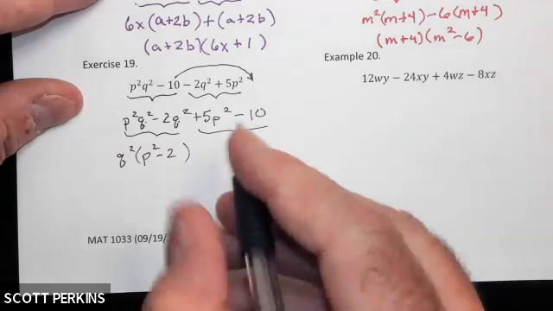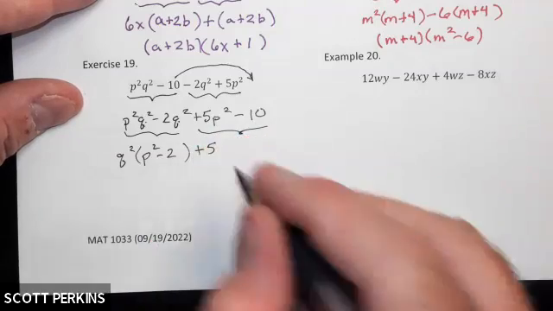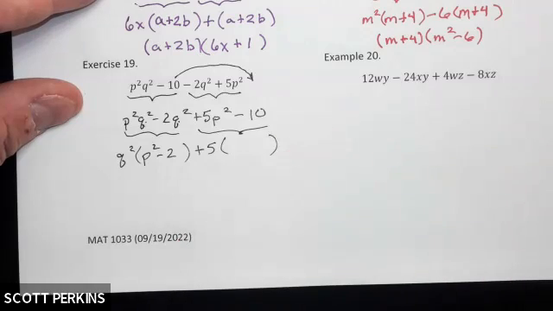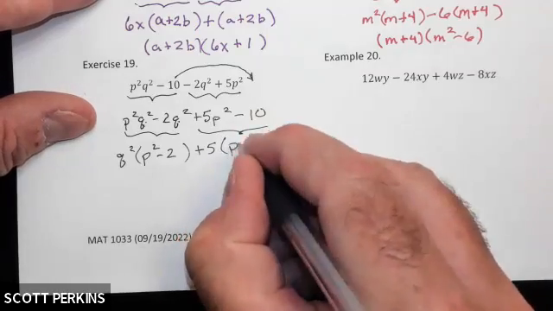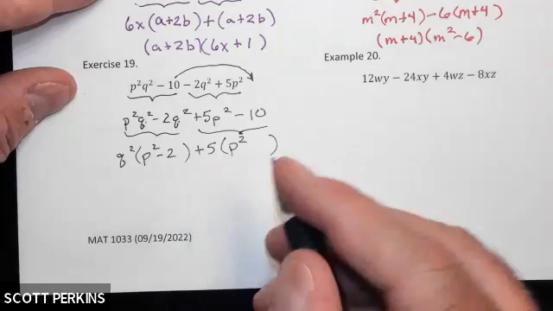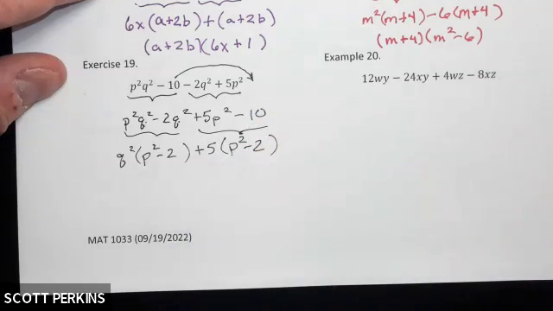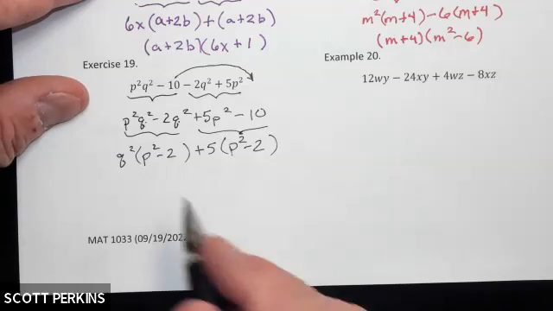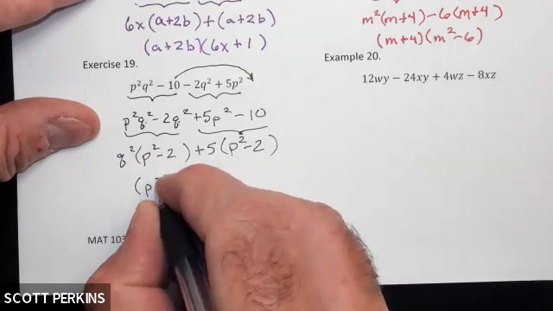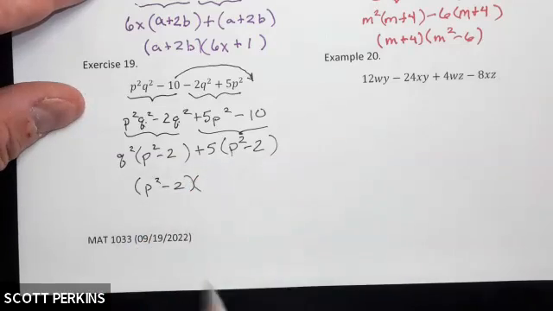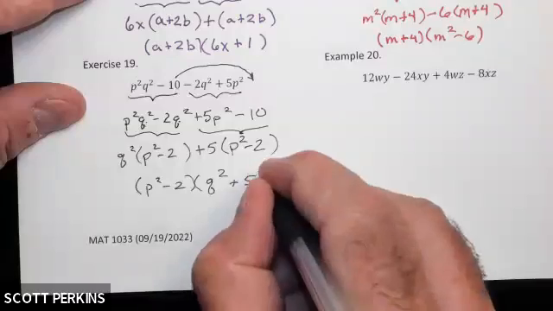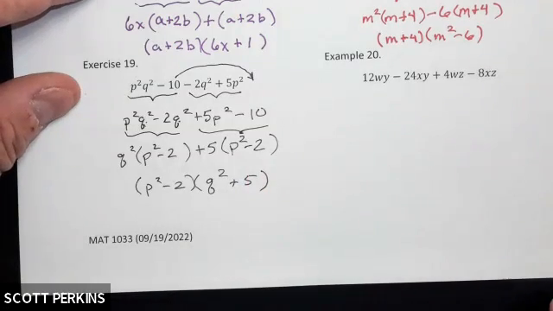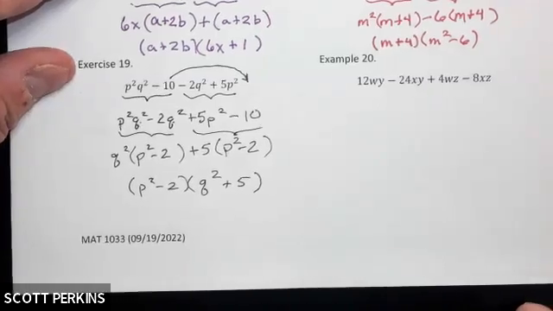The second pair of terms, I could just take out a 5. The signs are going to be just fine, so I don't need to take out a negative 5. 5p squared divided by 5 leaves p squared. And then negative 10 divided by 5 leaves negative 2. The grouping worked. I've got a p squared minus 2 in both parentheses, so I factor that out. And then I have a q squared left from the first term and a plus 5 left from the second term. And that's my fully factored expression.